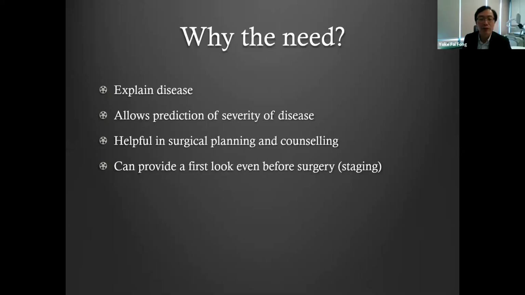It is therefore very helpful for us in surgical planning and counseling, because DIE can be quite bad. It can invade into the bladder. It can cause urinary constriction. It can actually invade into the rectum, and then the pouch of Douglas may be obliterated. So if we don't know, we don't plan, when we go in and we do the laparoscopy, we may be in for a very big surprise. So this means that we can even have a look even before surgery itself, and this allows us to stage the disease with transvaginal ultrasound.